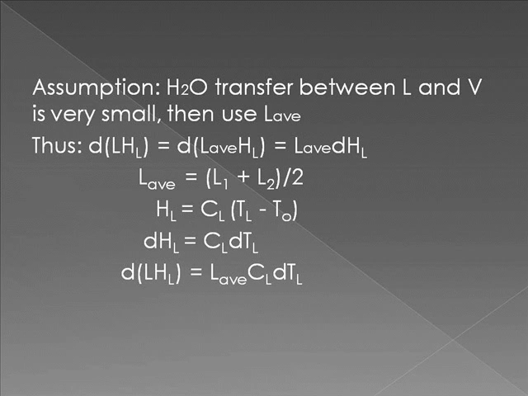And we have HL is equal to CL times the quantity TL minus T naught, in which CL is the specific heat of the liquid and T naught is the reference temperature. Taking the derivative of that equation, we will have DHL is equal to CL DTL, and substituting DLHL, we will have DLHL is equal to L average CL DTL.